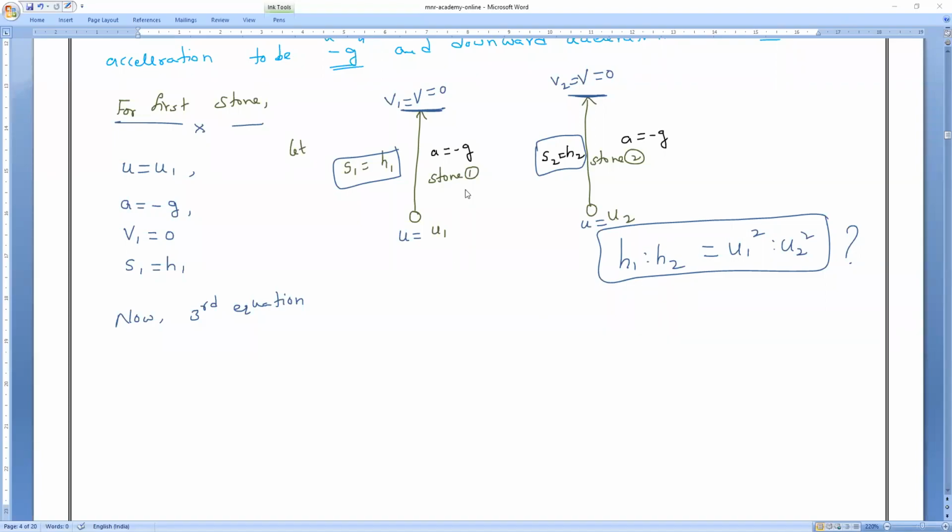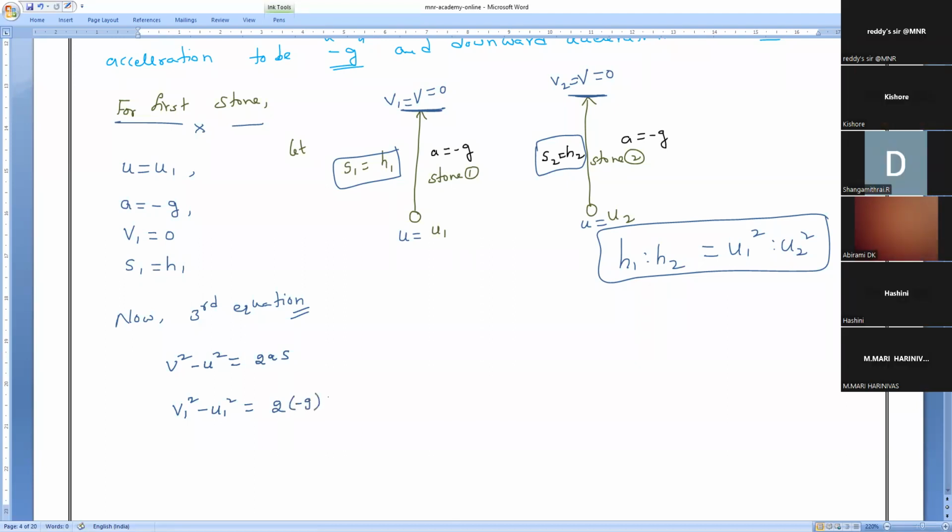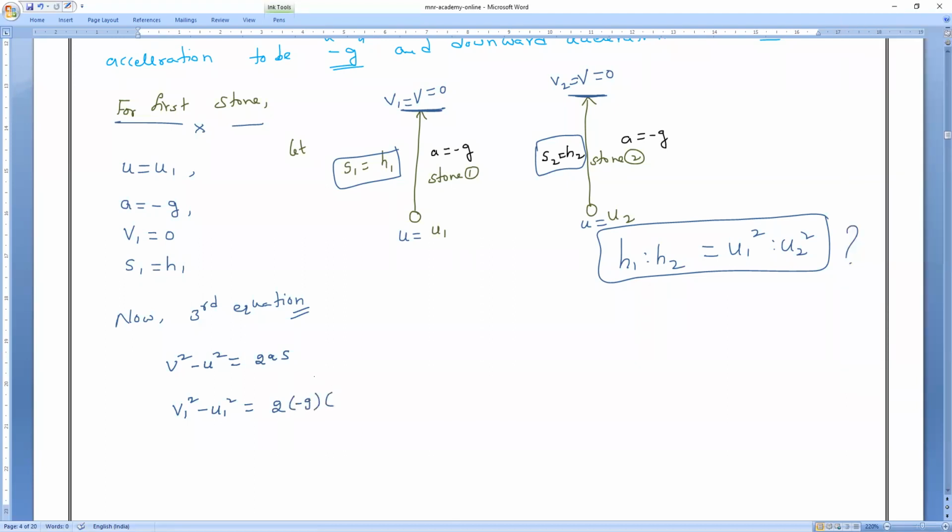If no time is mentioned, which equation of motion will we use? The third equation of motion: v square minus u square is equal to 2as. Final velocity is 0. I will modify this as v1 square minus u1 square is equal to 2 into a value, minus g, into s value, s1. Or else you can write this as a1 into s1.